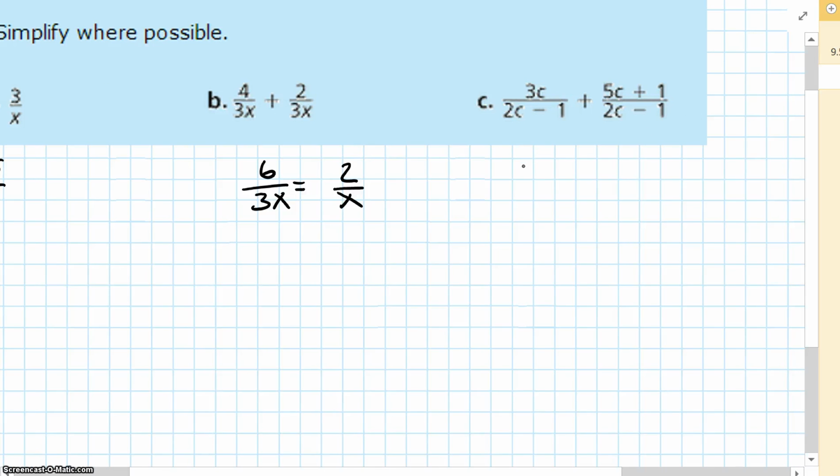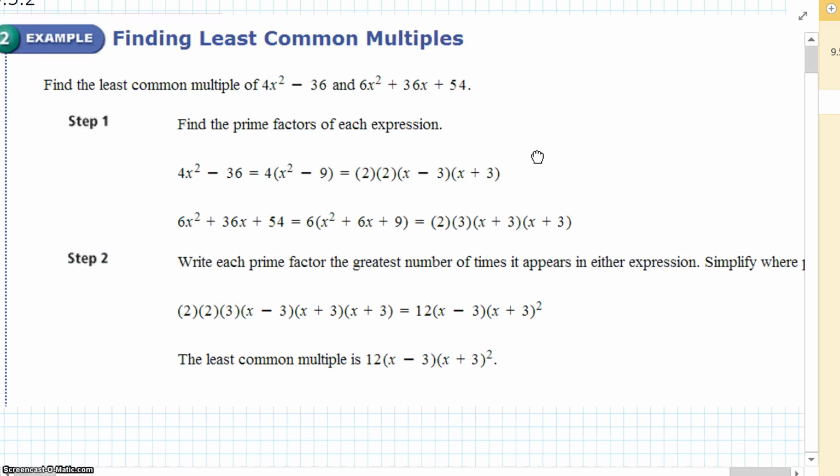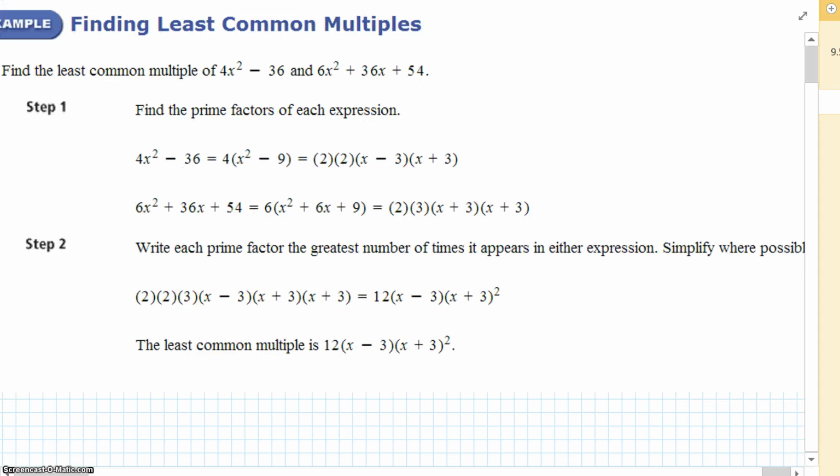Denominators are the same, so we can just rewrite it as 8c plus 1 over 2c minus 1. Okay, so it seems pretty easy. So to do that, we've got to find the least common multiple. What that means is we've got to find what we'd have to multiply each side by to get the bases to be the same, or the two terms to be the same.